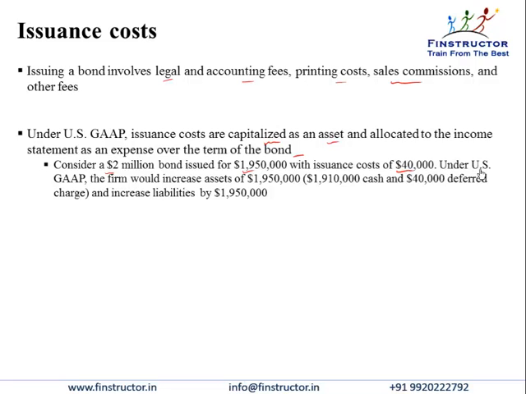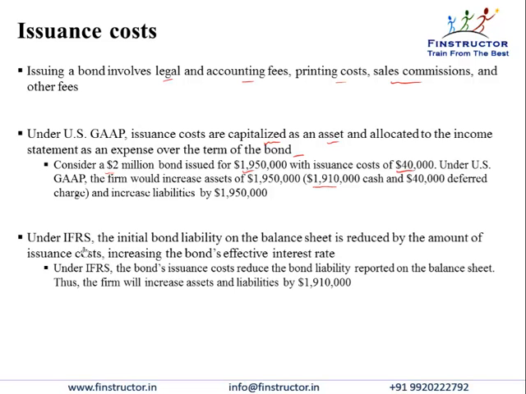Then under US GAAP, these $40,000 will get capitalized, or the firm would increase assets to the tune of $1.95 million. Please note that the actual cash we have received is only $1.91 million since $40,000 were taken away as issuance costs. But these $40,000 will still remain on the balance sheet as a deferred charge and would be expensed over the life of the bond. Liabilities correspondingly would increase by $1.95 million as long-term debt.